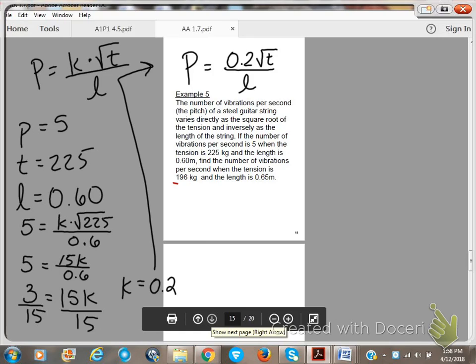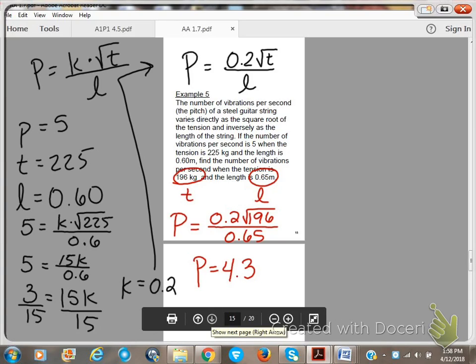Good. The 196 is your T value. The 0.65 is your L value. So we're looking for the pitch. So we're going to take 0.2 times the square root of 196 and then divide that by 0.65. Those are all numbers, so you can just type them all in. You don't need to worry about moving anything around. I got it to be about 4.3. Yeah, that's what I got. Okay. Now, what's the label on this? Vibrations per second. Good.